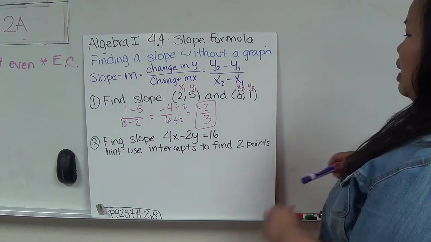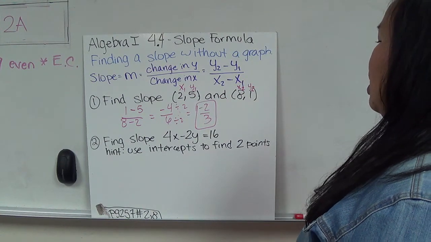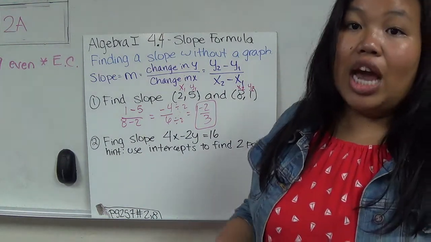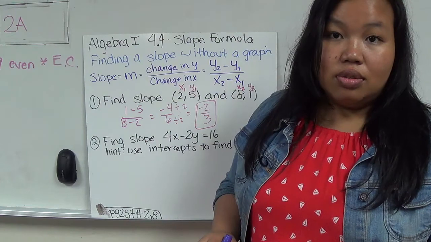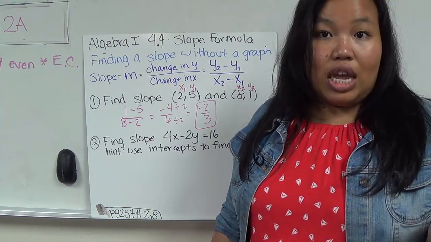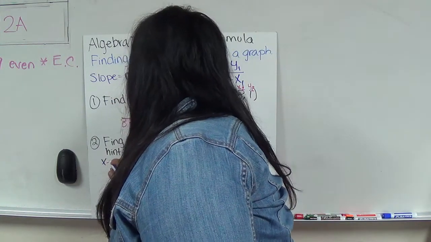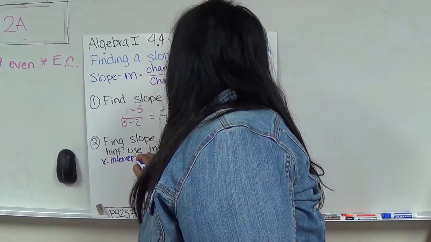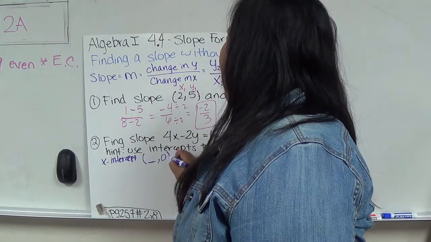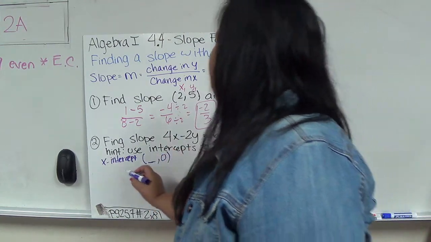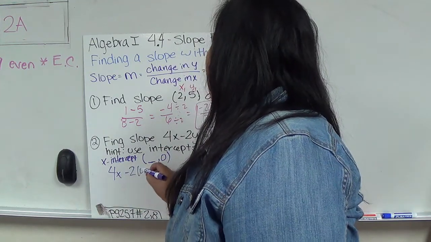In this case, it's saying to find the slope of 4x minus 2y equals 16. Well, I don't have two points here, but I do know from section 4.2 how to find intercepts. Intercepts means that one letter is a 0. So let's say I'm going to find the x-intercept. If I'm finding the x-intercept, that means I have a number for x, but my y is 0. So I'm not going to plug in x, I'm going to plug in y, because for the x-intercept, y is 0.